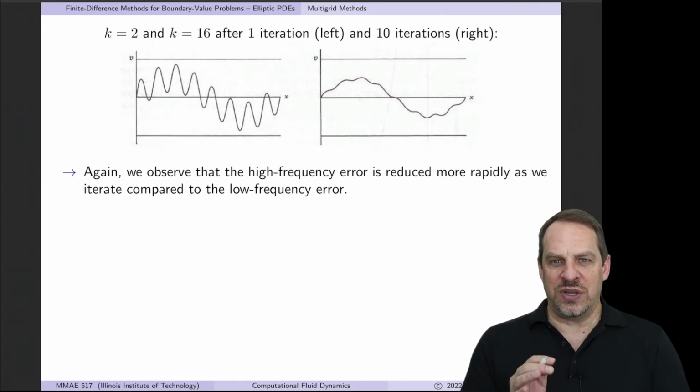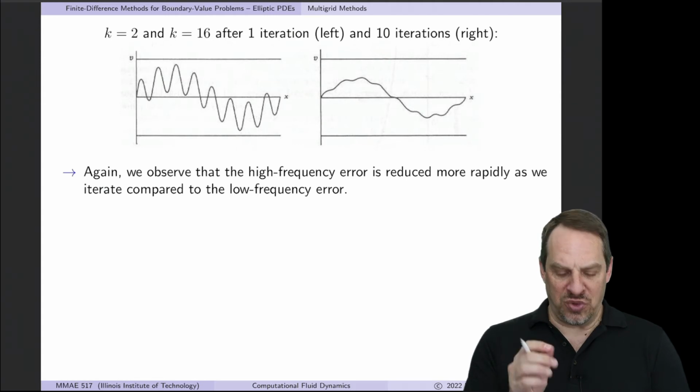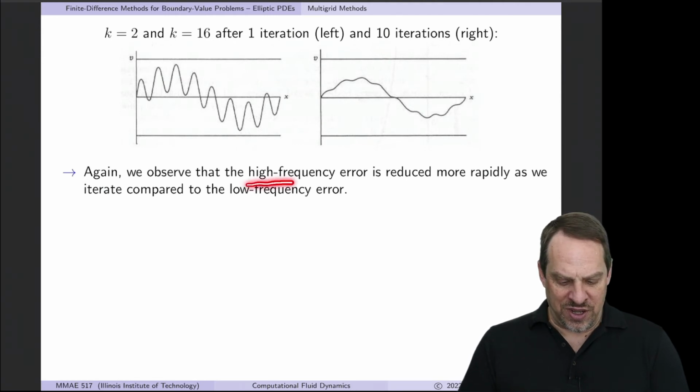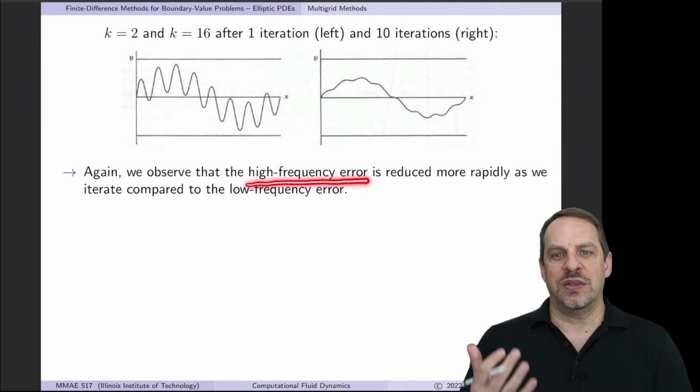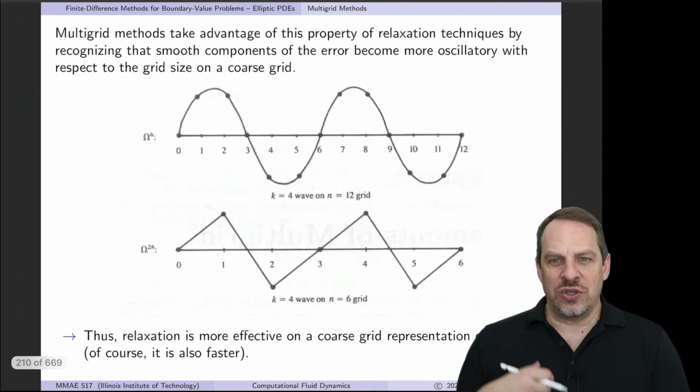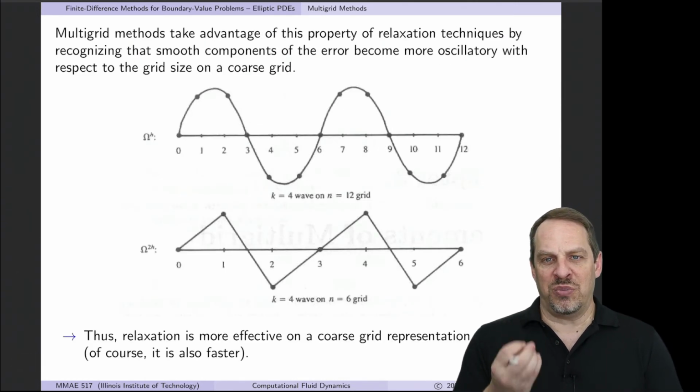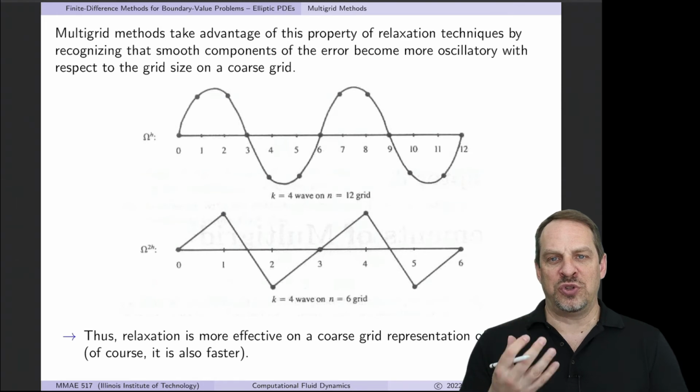So again, the point is that these iterative techniques are much more effective when they're operating on the high frequency modes in the error than on the low frequency modes. So that brings us to the whole point of the multigrid method. Why do we use multiple grids?